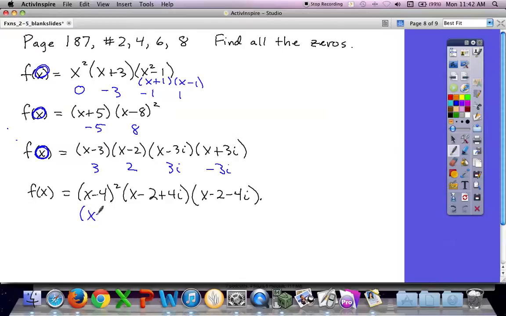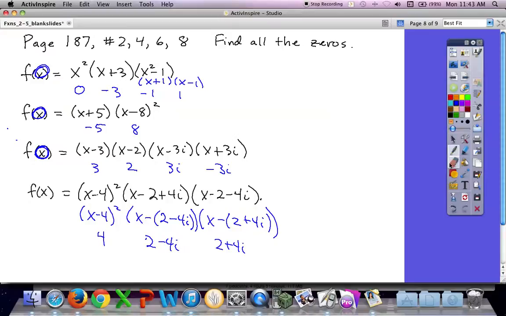So let me rewrite this as x minus 4 squared times x minus, and now I'm going to put this in parentheses. This will be 2 minus 4i, right? Because minus times minus makes plus. And this one is x minus 2 plus 4i. So what is it that's being subtracted from x? In this case, it's 2 minus 4i, 2 plus 4i. So your zeros are 4, 2 minus 4i, and 2 plus 4i.